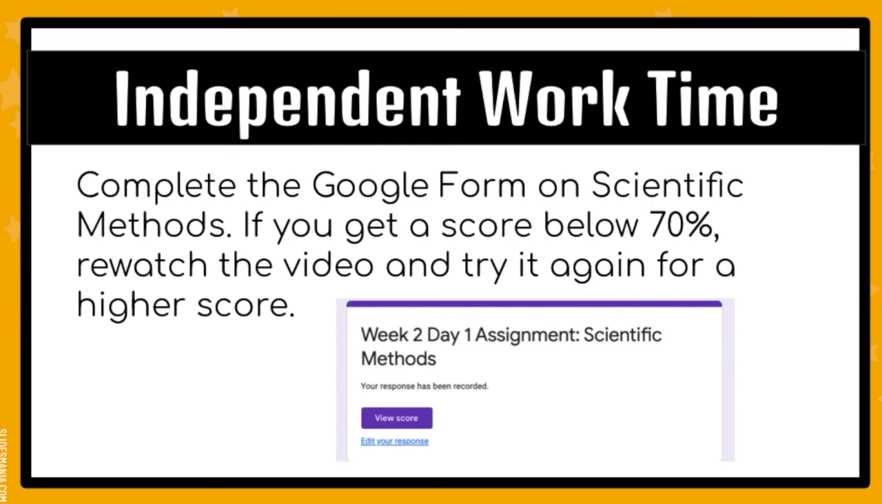If you get any points lower than 7 points, make sure to rewatch the video and try again for a higher score. The way that you check your score is after you finish, it will say your response has been recorded. Take a look at view score. Make sure you get 7 points or higher. If not, you can go to the bottom and say edit your response.